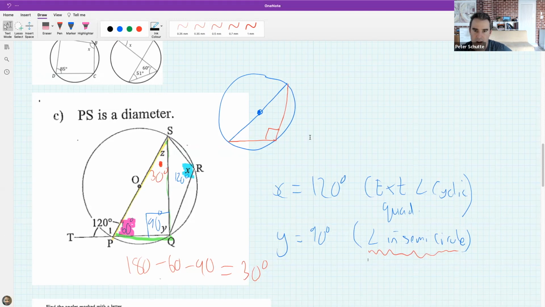How did I get 60 on P? The way I got 60 was, this is an angle on a straight line, and we know that angles on a straight line, let me draw this is a straight line here, the two angles together, 60 plus 120, must add to 180.